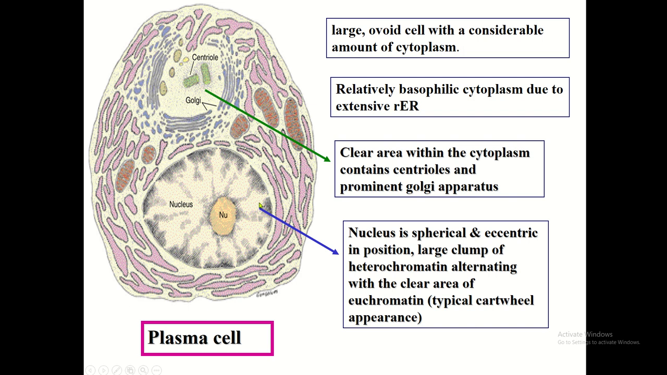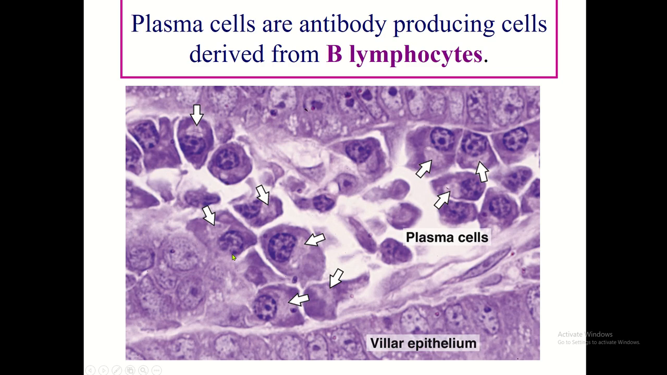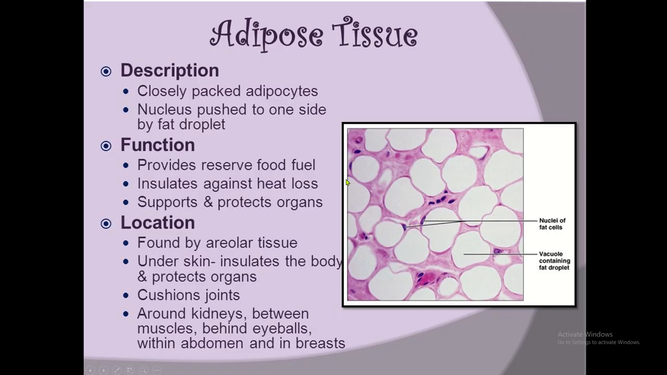You can easily identify this cell from other connective tissue cells. You see, this is the whitish area present in the cytoplasm, and this is the alternating heterochromatin and euchromatin, the cartwheel appearance of the nucleus of the plasma cell. Plasma cells are the antibody producing cells derived from the B lymphocyte.